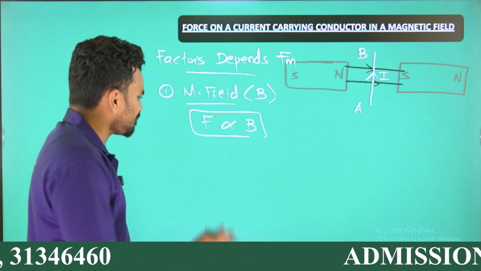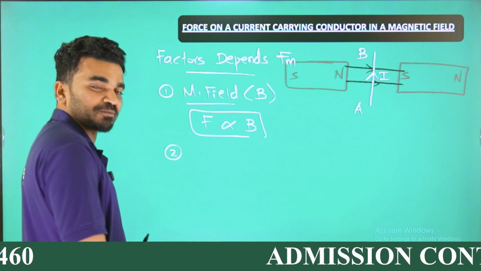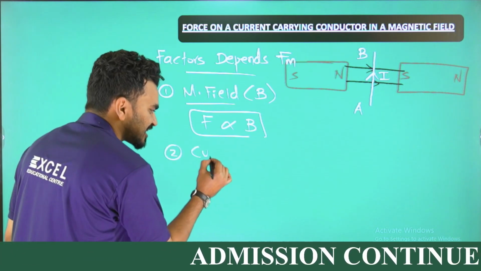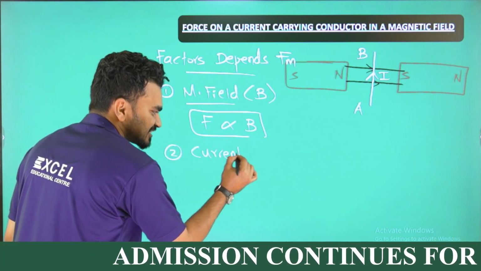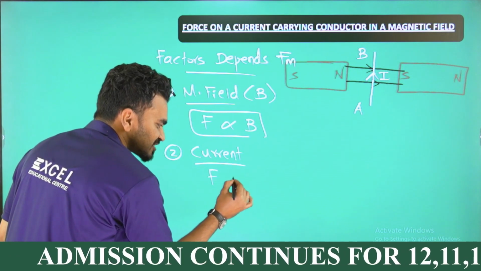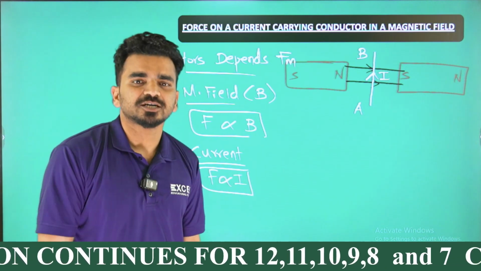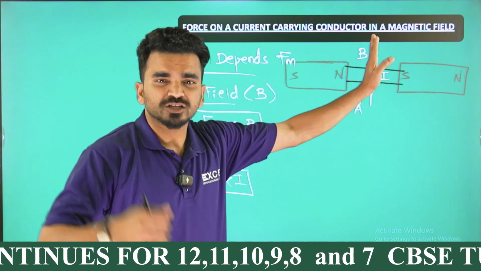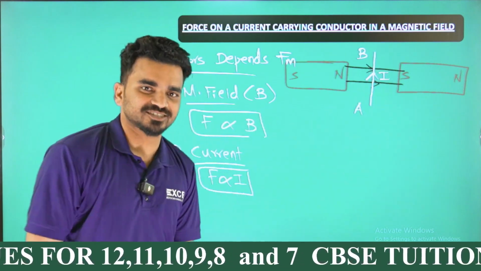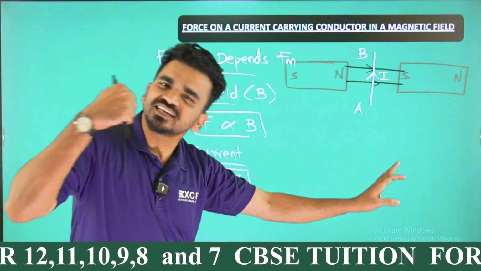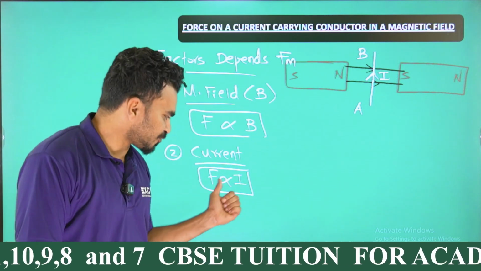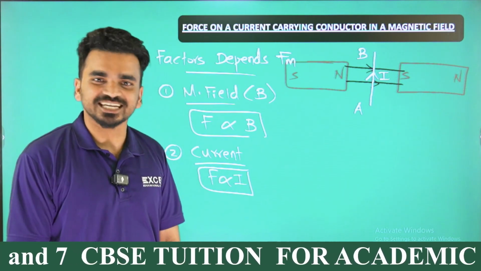And the second factor experimentally found is current. Again, current and force are directly proportional, which means more is the current in the wire, then more will be the force from the magnet. Lesser is the current, lesser force only. So force and current are directly related.